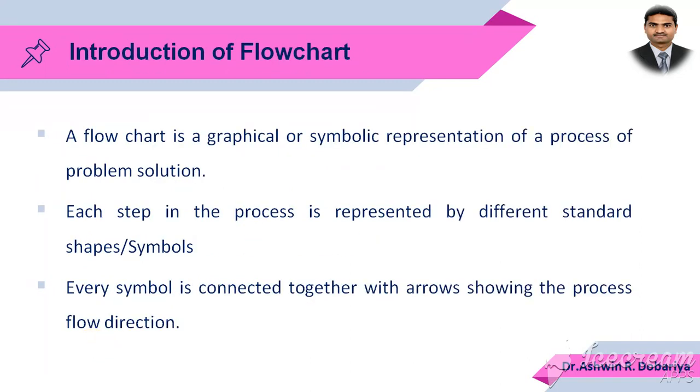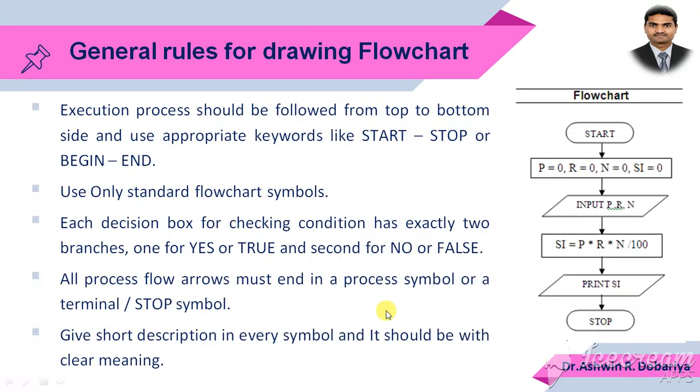First we'll see the concept of flowchart with the definition. As we discussed, a flowchart is a graphical, or you can say symbolic, representation of the process of a problem solution. Whenever we give the solution of any problem specifically in a symbolic format, then we can say it's a flowchart. Each step in a process is represented by different standard symbols and shapes. A few symbols are predefined for the flowchart that we have to use. Every symbol is connected to the others with an arrow. So we'll see how we can draw it.